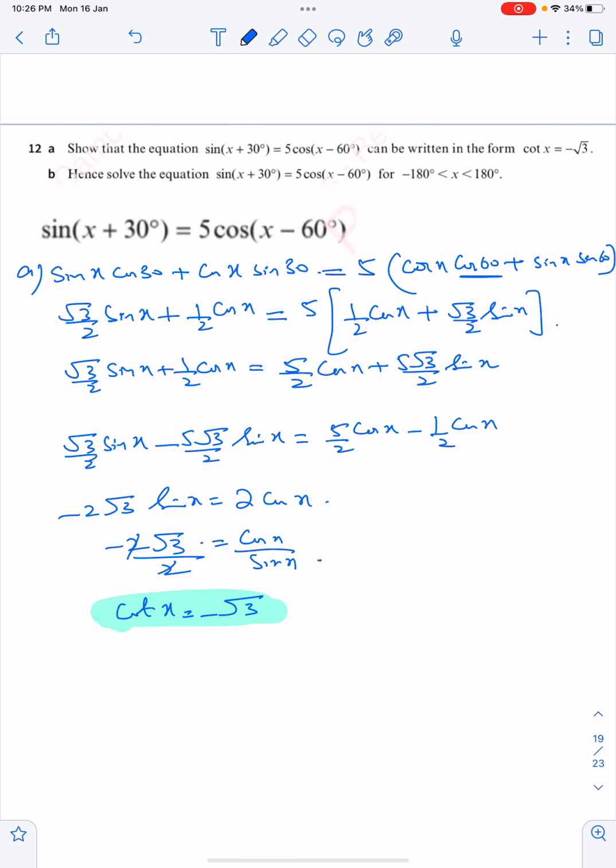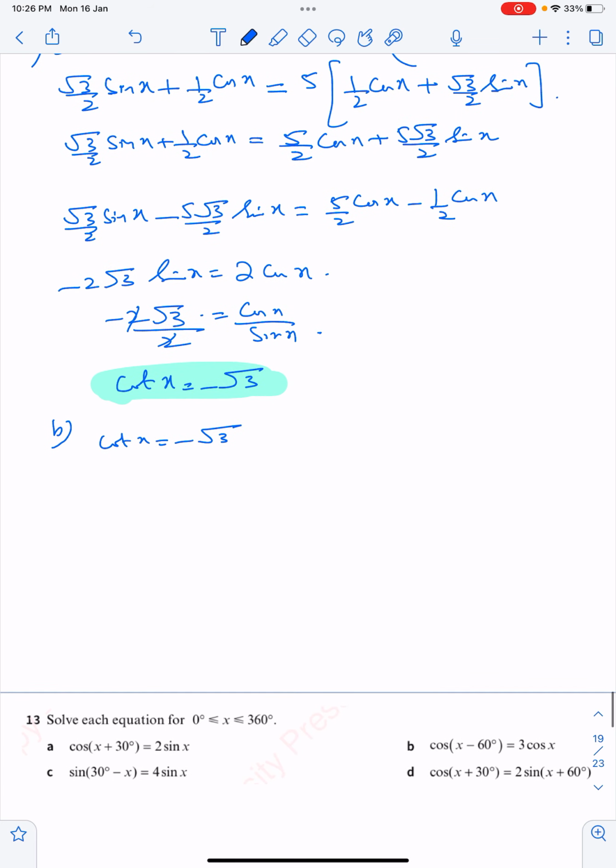In the second part, hence solve the equation. Now if you compare it to this, it's exactly the same as what was written. So in place of this whole thing, I can write cot of x equals negative root 3. I have to find the angle from negative 180 to 180. So I am going to reciprocate both sides. I will get tan of x on this side, and on the other side I will get this.